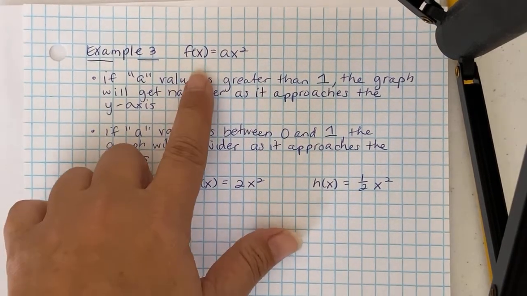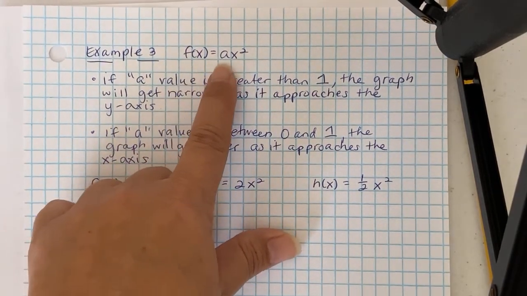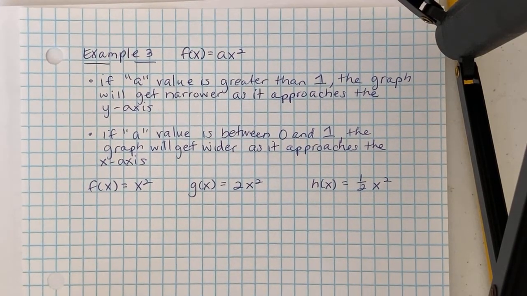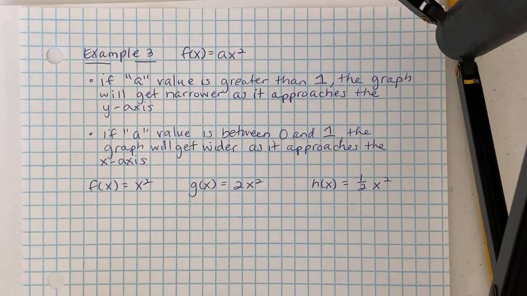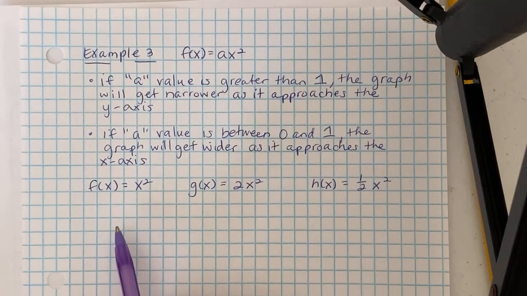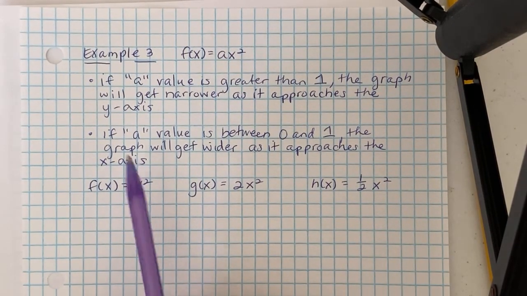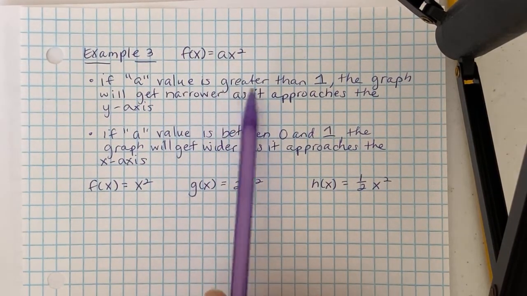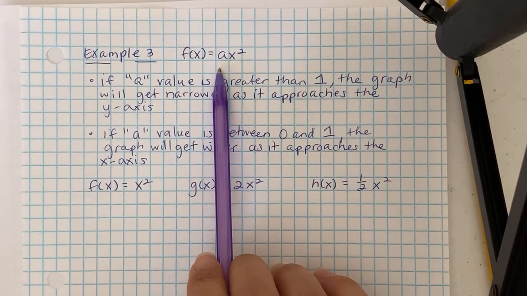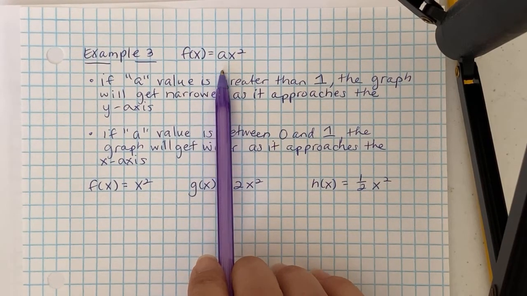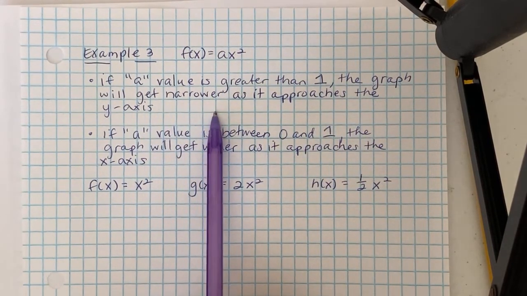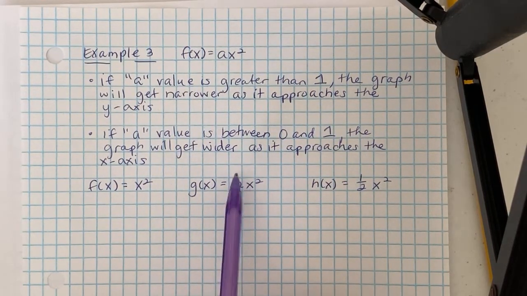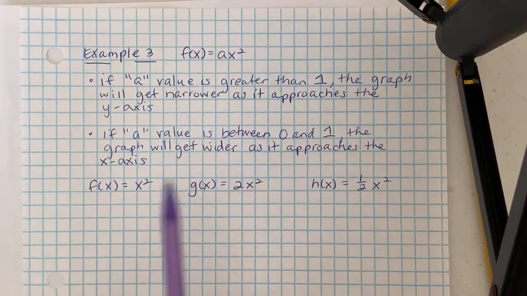Example 3. Example 3's function says f of x equals ax squared. So this is not going to be a horizontal shift or a vertical shift. This is where the graph is going to get wider or narrower. So a key point is that if the a value is greater than 1, which means it's a whole number or it can be an improper fraction, the graph will get narrower as it approaches the y-axis, which means it's going to get skinnier.